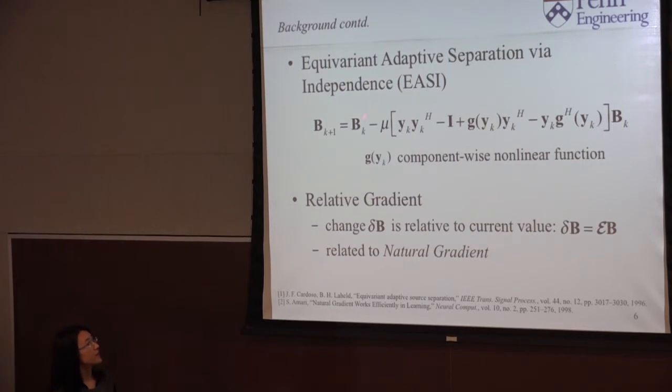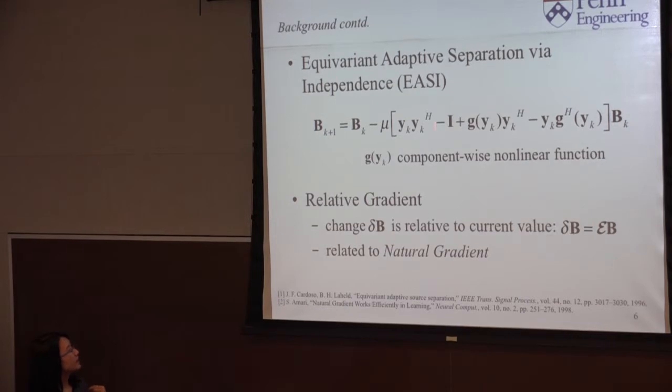So if B is a good matrix, then the Y, which is a separated source, a separated signal, should be whitened, and they should be independent of each other. And when they are whitened and independent of each other, then the algorithm converges to the steady state, and the terms in the bracket are 0.